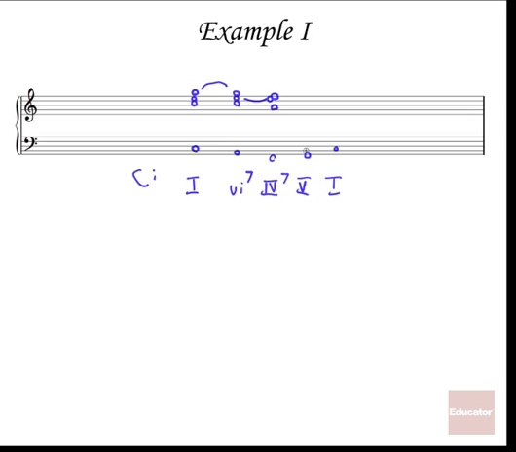And then moving to 5, we need to make sure to resolve the seventh down to D. And let's make this 5 a 7 as well. So we'll keep the F held over. And now we're just missing a leading tone, so we'll take this A up to B.